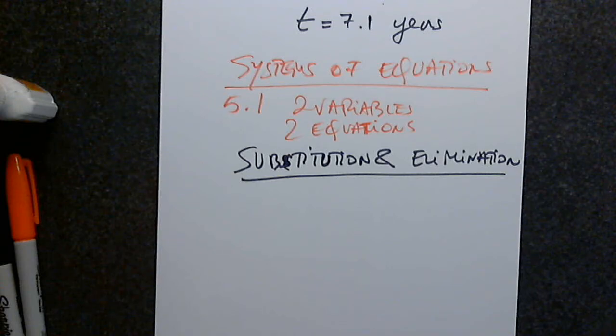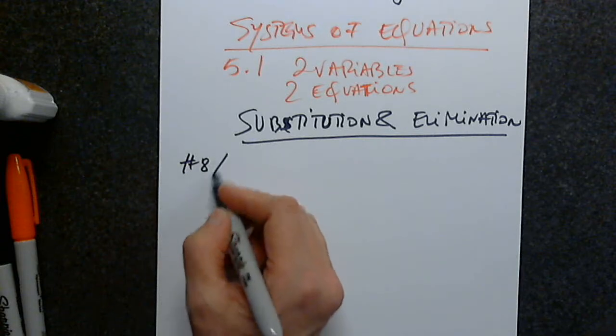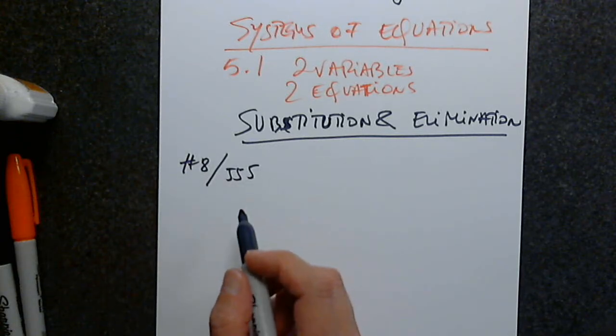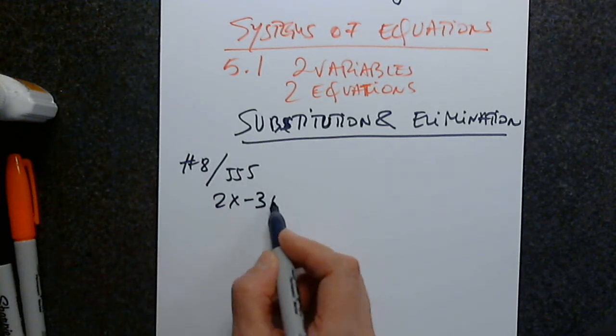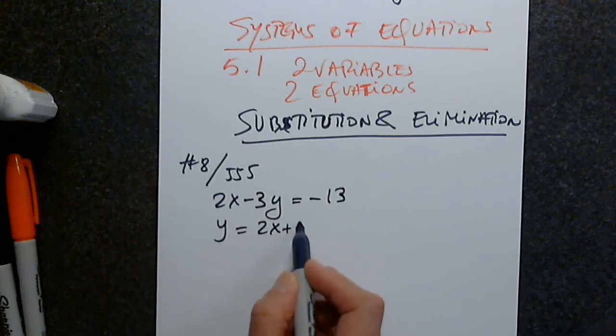Okay, so I'm going to select number 8 on page 555. 2x minus 3y equals negative 13, and y equals 2x plus 7.